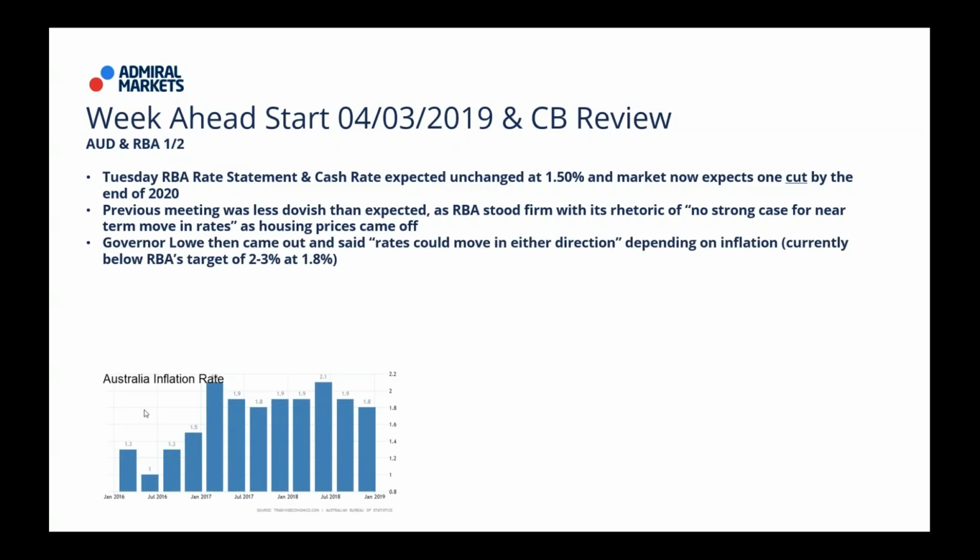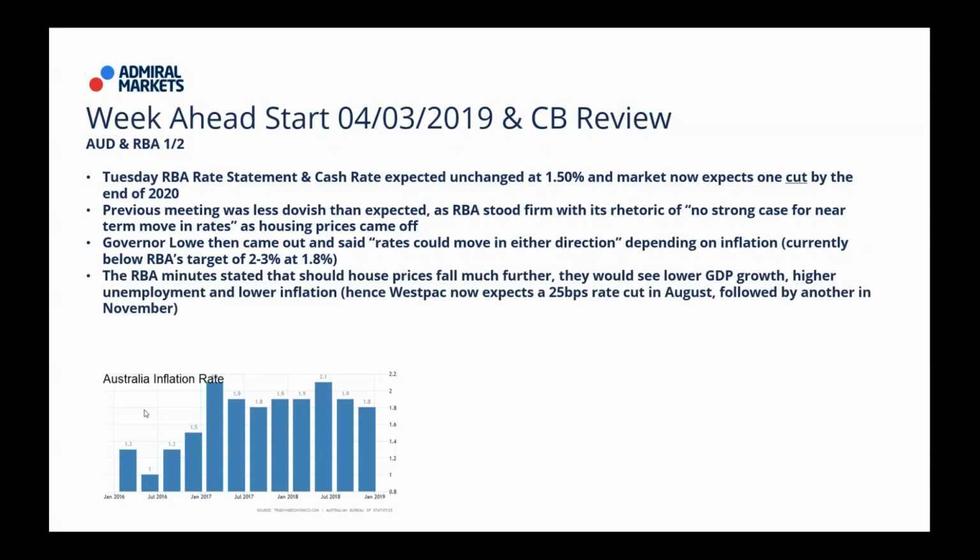And then we had Governor Lowe coming out the next day and he said, guys, maybe the market misunderstood us because actually what I'm trying to say is this. And he said rates could move in either direction. And that was a first, depending on inflation, which is currently below the target of 2 to 3%, coming in at 1.8. I put a picture of it right in here for you guys. Aha! So the Aussie came off hard at the time.